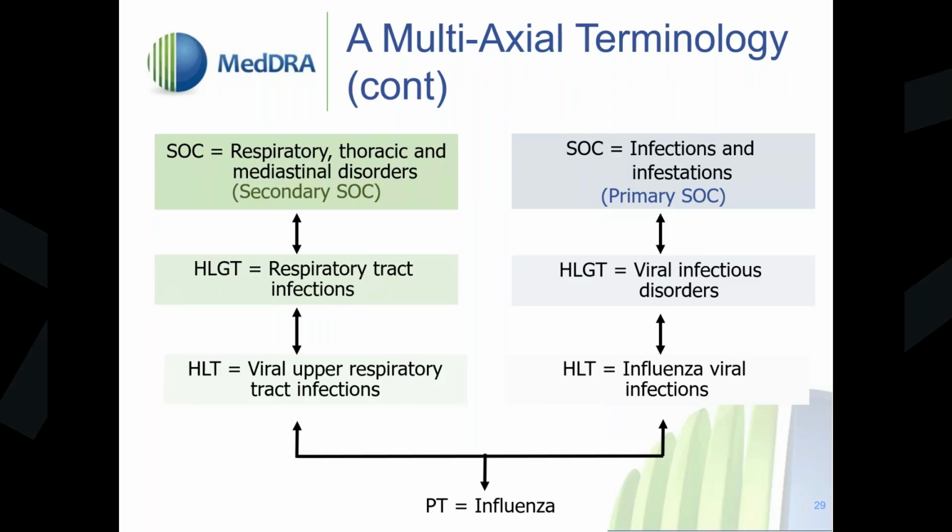So I hope this explains the idea of what it means to be multi-axial and how the primary system organ class is allocated. But if you have any questions, please do post them and we'll address them.